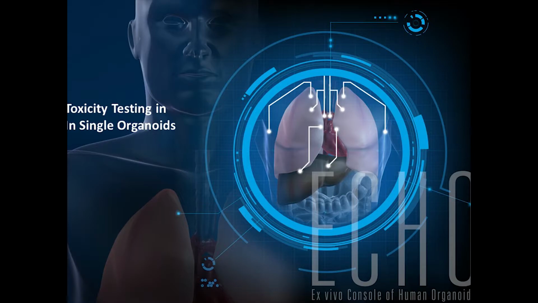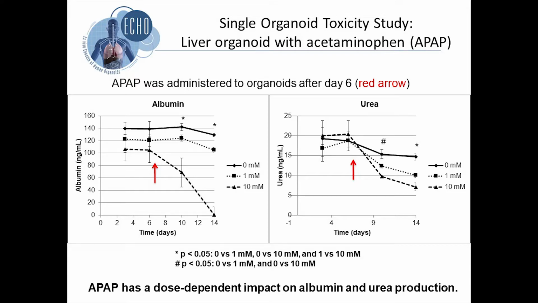More toxicity in single organoids. Here's some data from our liver organoids. This is acetaminophen intoxication. On the left, you can see albumin. That's albumin production. You can see that at 0 and 1 micromolar, you get good albumin production. At 10 micromolar, you lose albumin production as the cells die. 10 millimolar is equivalent to a human serum concentration that would be considered toxic. For urea production, you see the same thing. At 0 and 1, the urea production is higher. When you get to 10, it drops as the cells are dying.